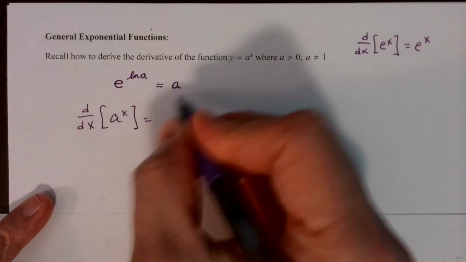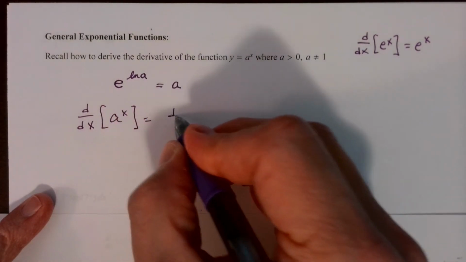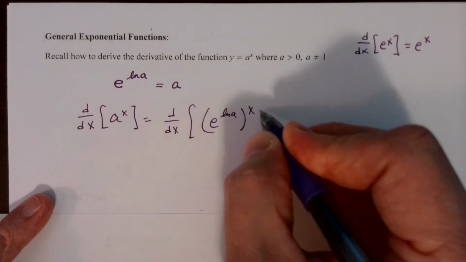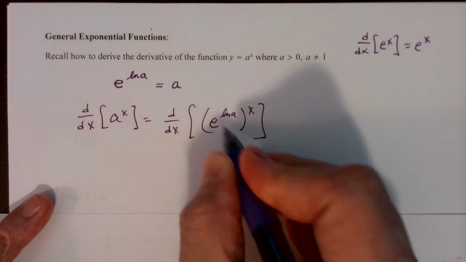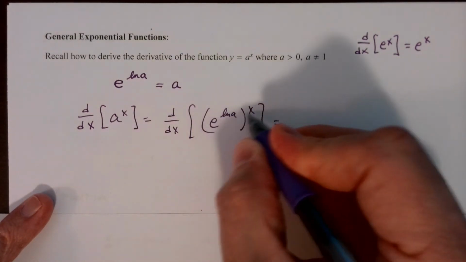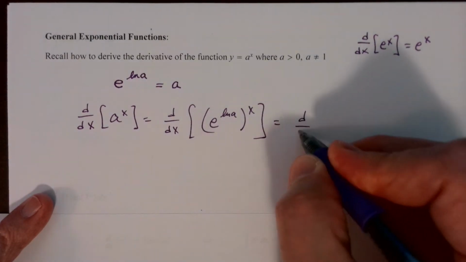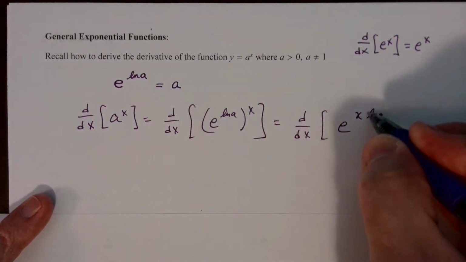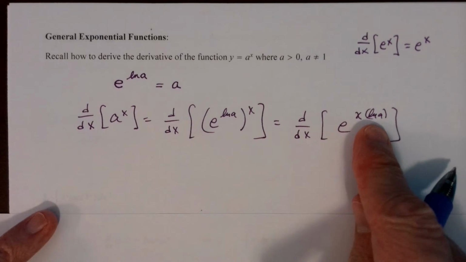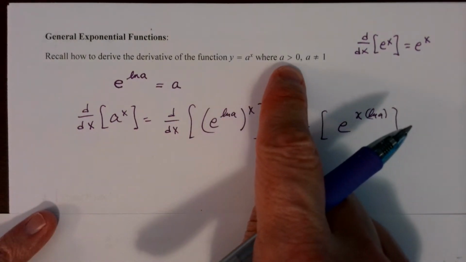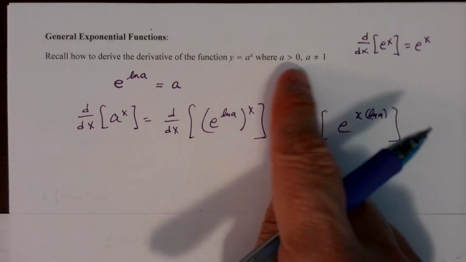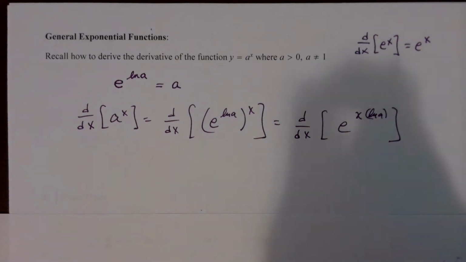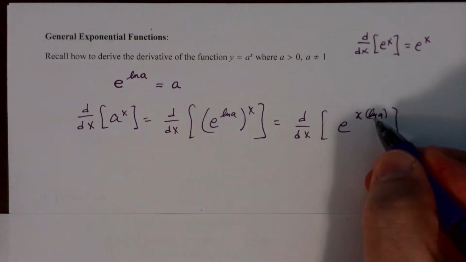The way I'm going to do that is I'm going to replace a with e to the natural log of a. This is e to the natural log of a, all raised to the x power. I've just replaced a with e to the natural log of a. But then when I'm raising an exponent to an exponent, what do we do with these exponents? Multiply. This is e to the x times the natural log of a. Now remember, the natural log of a is some constant. We're thinking of a as being some fixed number greater than 0, not equal to 1. So a could be 2 or 1/4 or pi or anything, or even e for that matter. So it's just a constant times x.